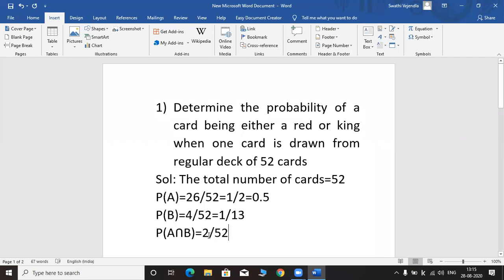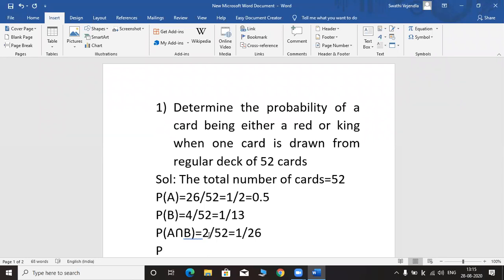So you have to write 2 divided by the sample space. How many cards do we have? 52. So this is equal to 2 by 52, which means 1 by 26. Okay, so this is called P of A intersection B. Now we have to apply the theorem.